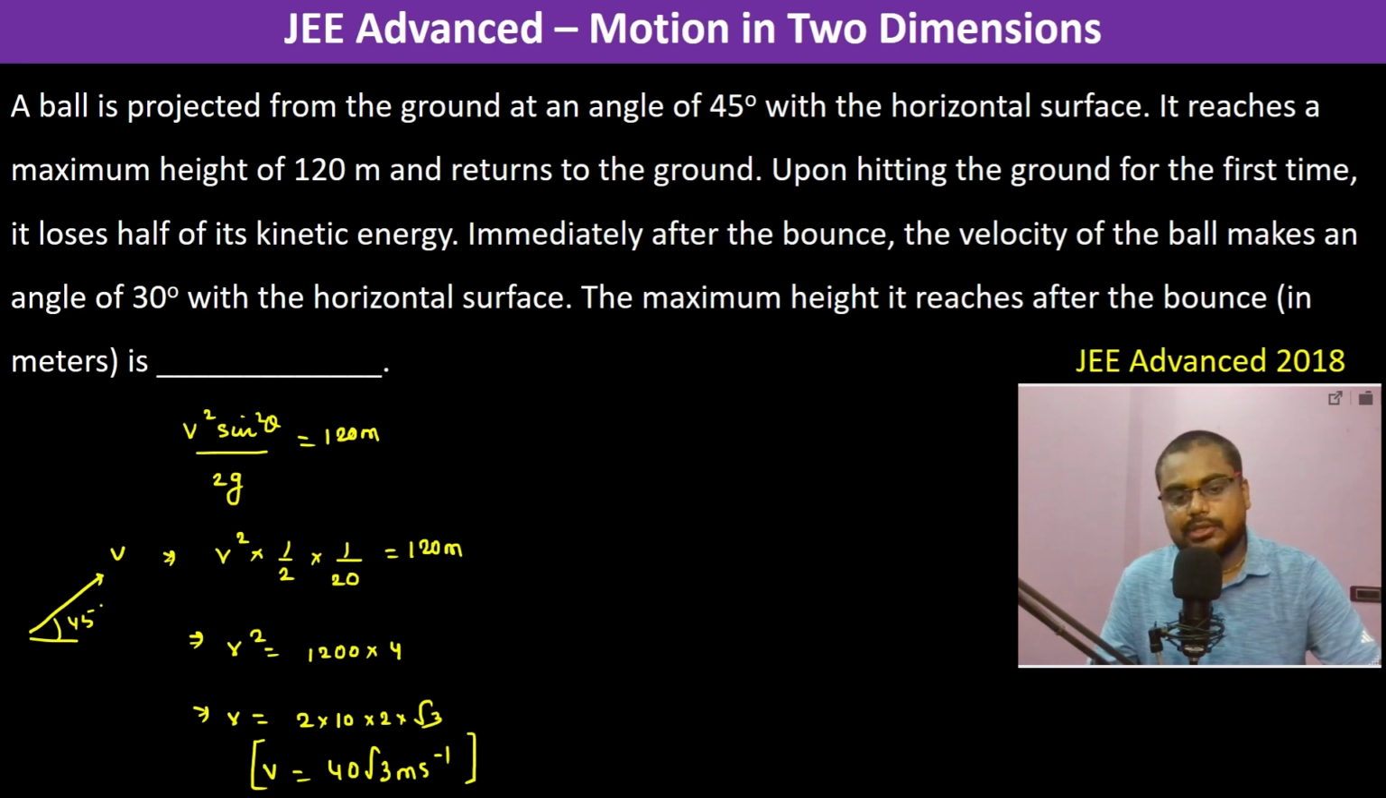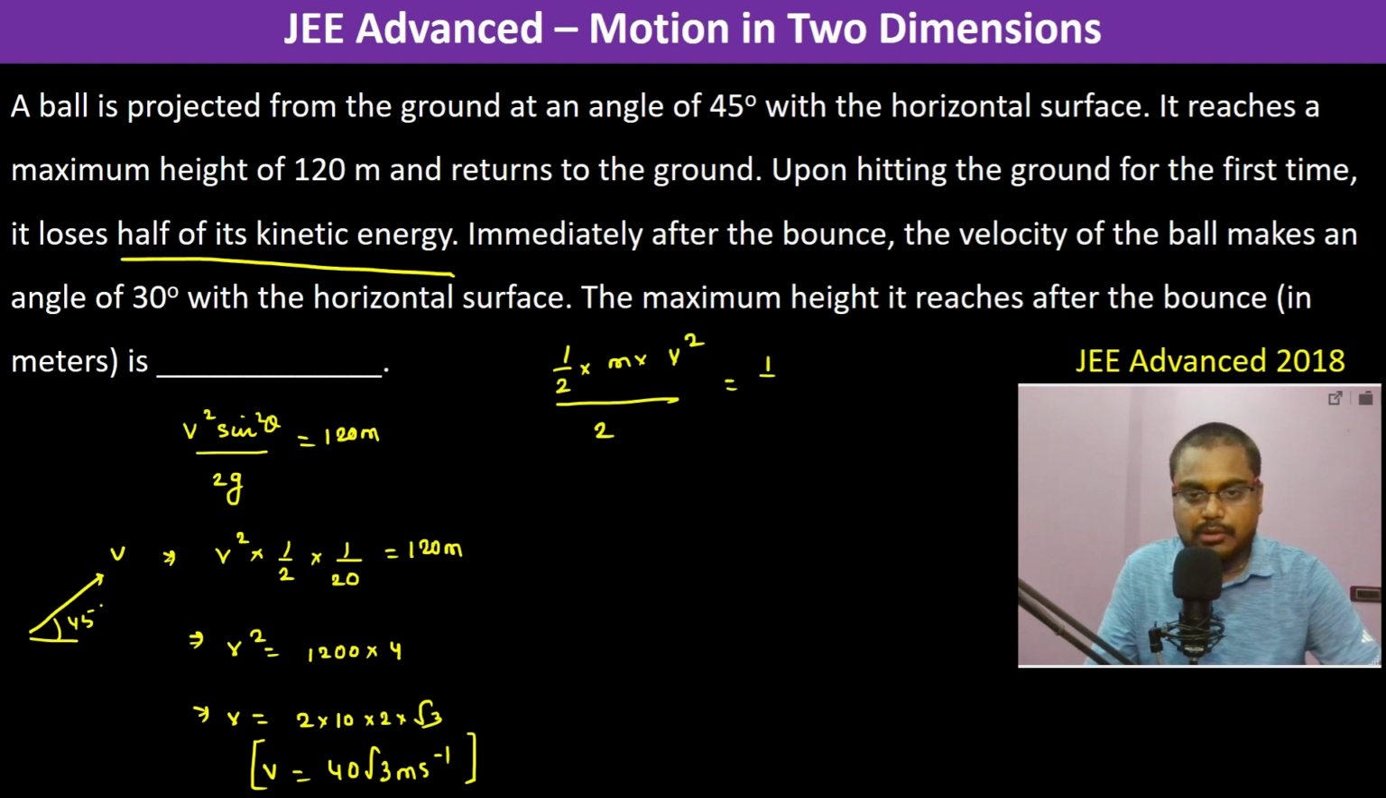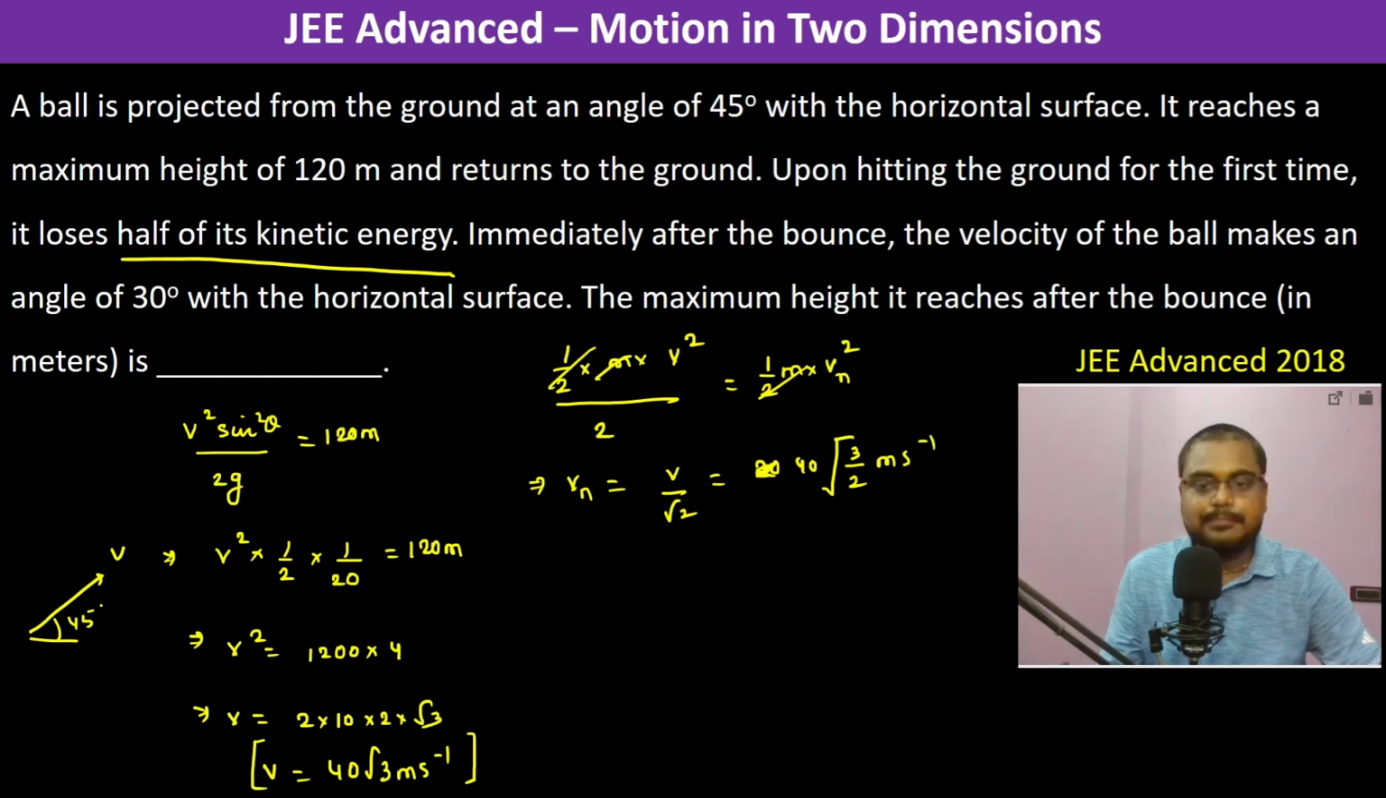Now it is said that after it hits, the kinetic energy becomes half. So therefore half into m into v square divided by 2 should be equal to half into m into velocity nu whole square. So therefore velocity nu becomes v upon root 2, which is, let us write, 40 root 3 by 2 meter per second.